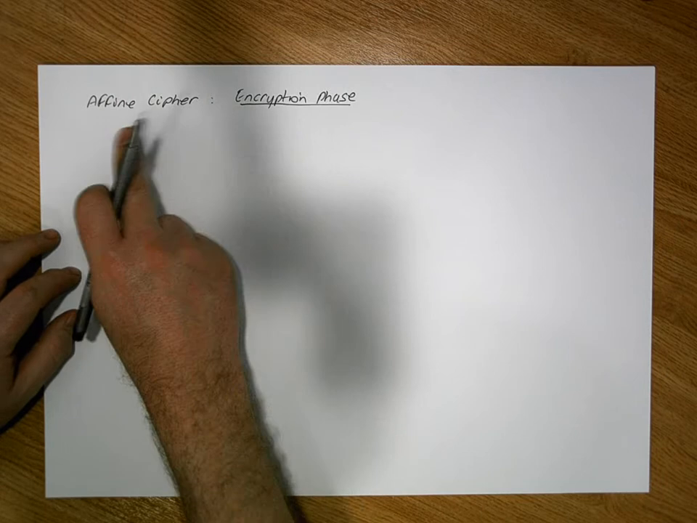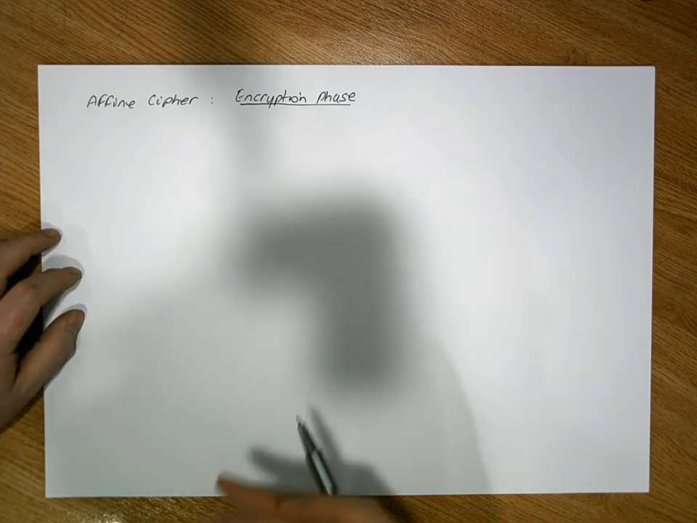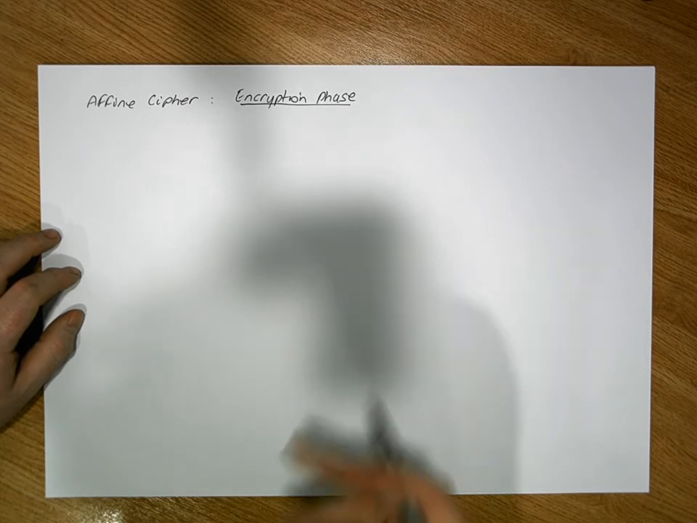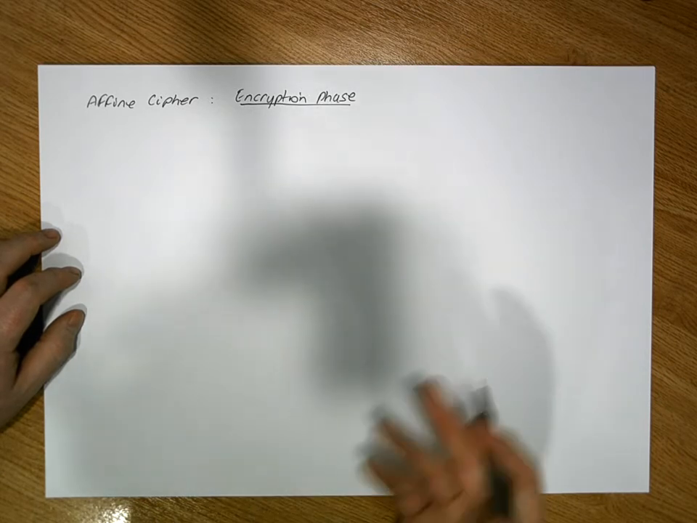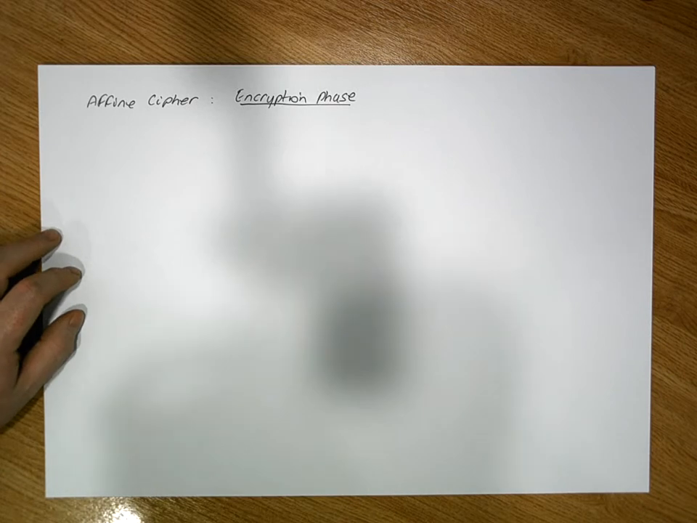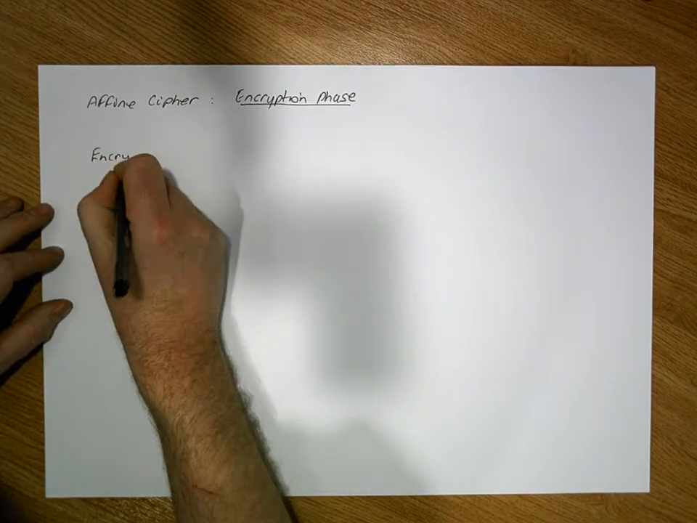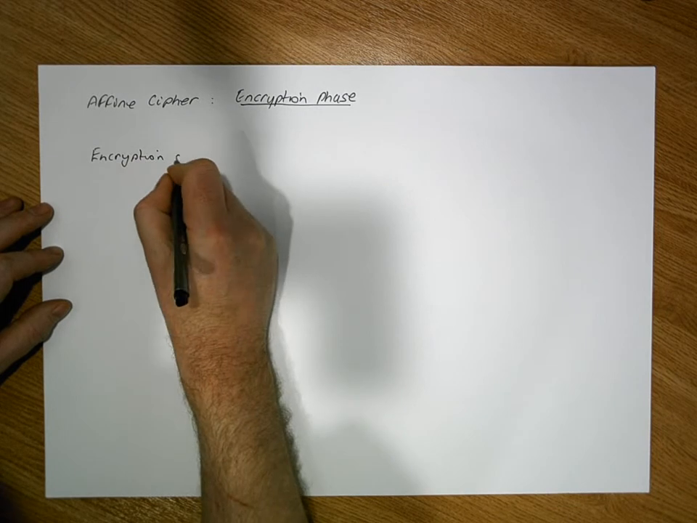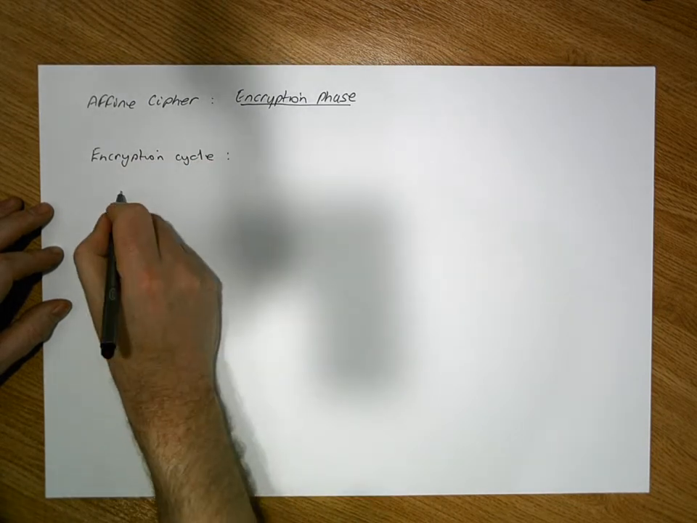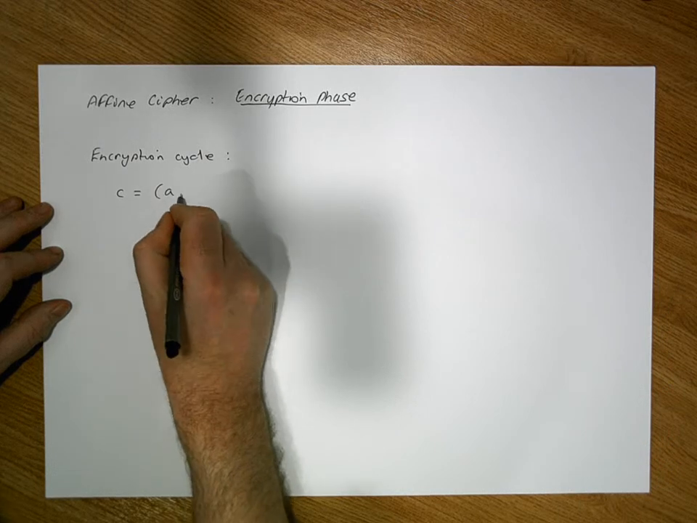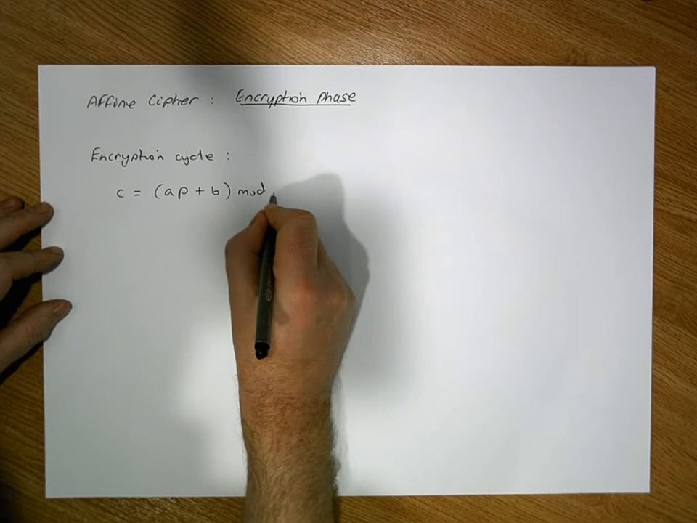Since it's the first video in this series on the Affine Cipher, I'm going to pull out two formulas. The first formula represents the encryption phase, and the second represents the decryption phase. So for the encryption cycle, the formula that we rely on is C is equal to A times P plus B, modulo M.